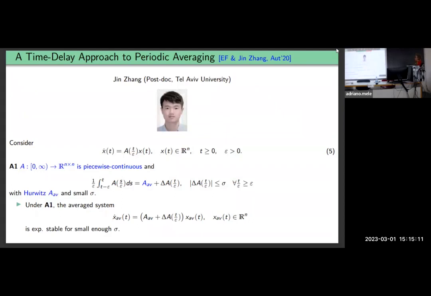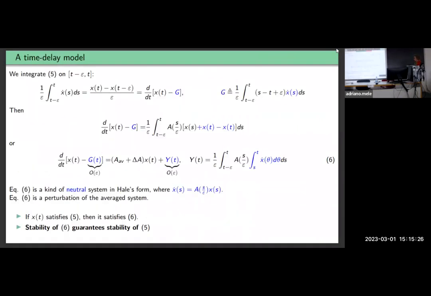And what we have done with my postdoc, Jin Zheng, we have presented this system as a time delay system. We integrated both parts from t minus epsilon till t. And we finished up with the so-called neutral type system, a system like this. So delta A here stands for some small uncertainties. And G is of the order of epsilon, it is small, and Y is also of the order of epsilon, and it is small. And for this, we can construct an appropriate Lyapunov-Krasovskii functional and have upper bounds, because now epsilon becomes the length of delay, an upper bound on the delay.